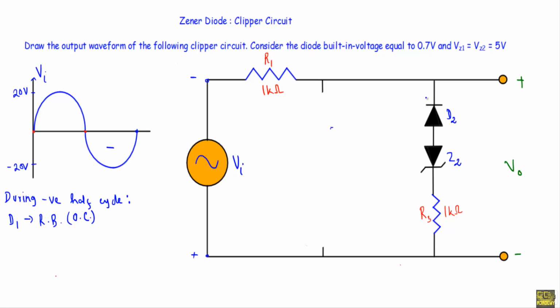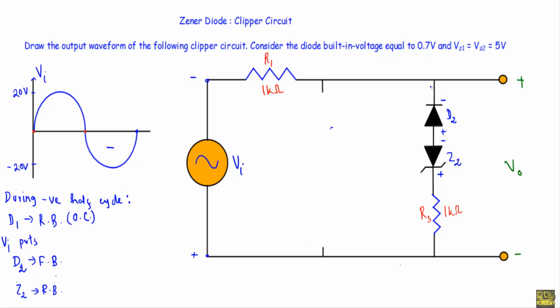Now see, the negative terminal of the applied voltage is connected with the N side of the diode D2 and the P side of the Zener diode Z2. The positive terminal is connected with the N side of the Zener diode Z2 and the P side of the diode D2. That means Vi is trying to keep diode D1 in forward bias and D2 in forward bias and Zener diode Z2 in reverse bias.